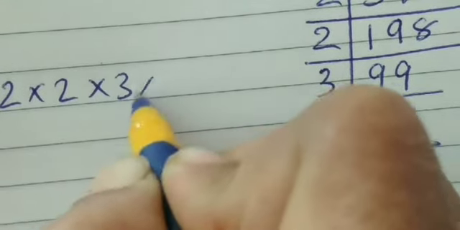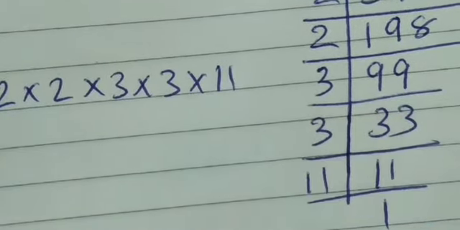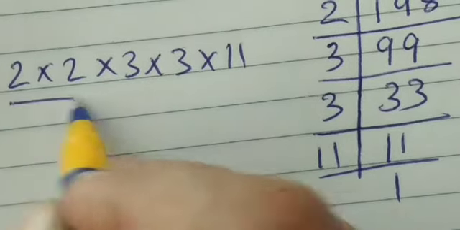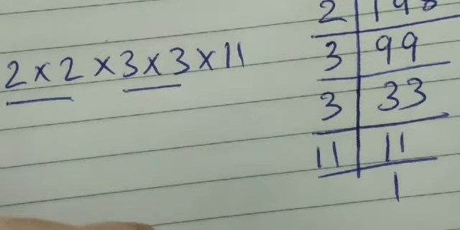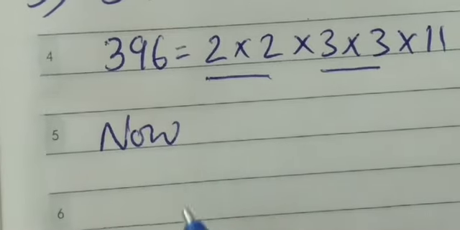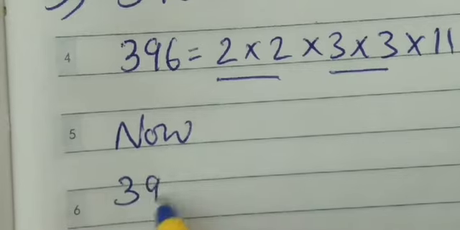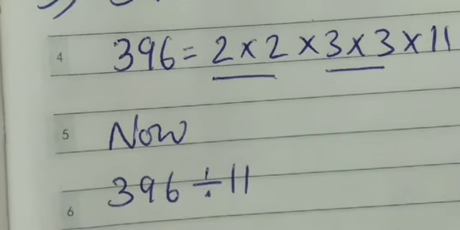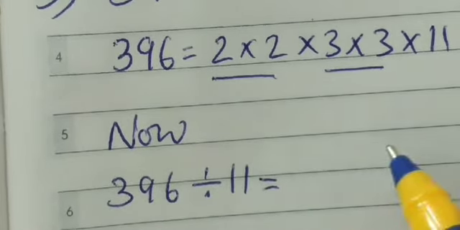Okay, now you can see what is left. 11 is left. The rest 2 numbers are in pairs. So we write here 396 is equal to 2 multiplied by 2 multiplied by 3 multiplied by 3 multiplied by 11. Pair it. 11 is left alone. So now, as per the rule, 396 divided by 11. Let's divide.